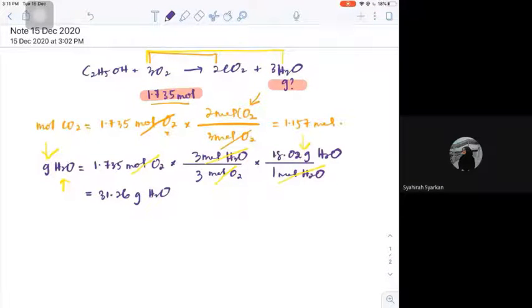Okay, now from the new question. From 31.26 gram of the H2O that I have, I want to know what is the number of mole of the C2H5OH. From the mass of the H2O that is formed, what is the number of mole of the C2H5OH that has been reacted actually?